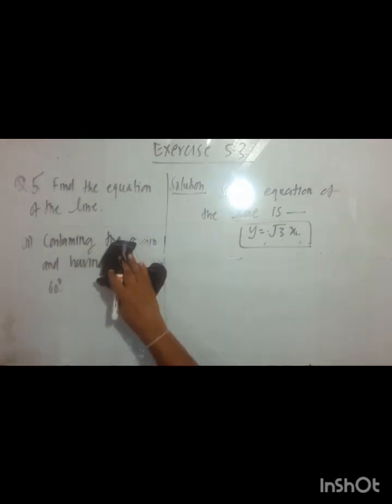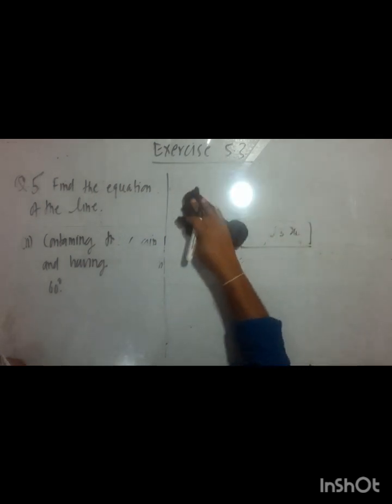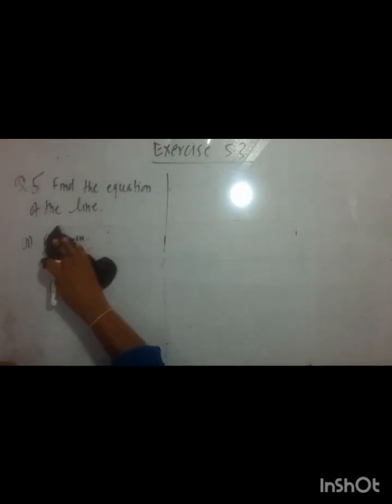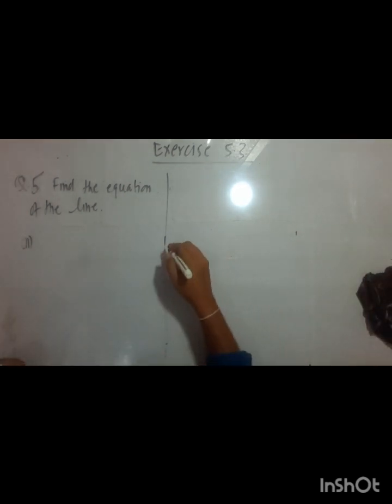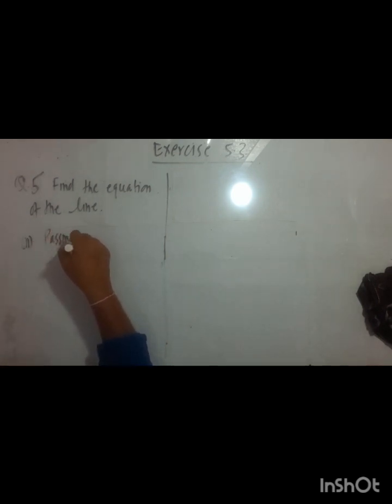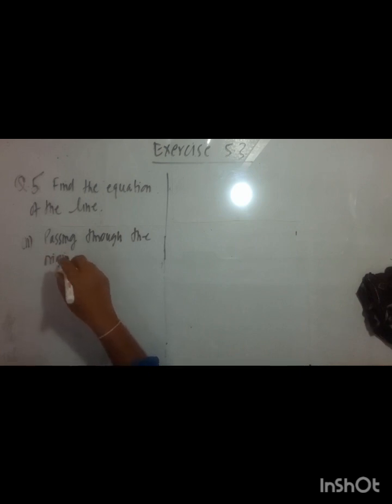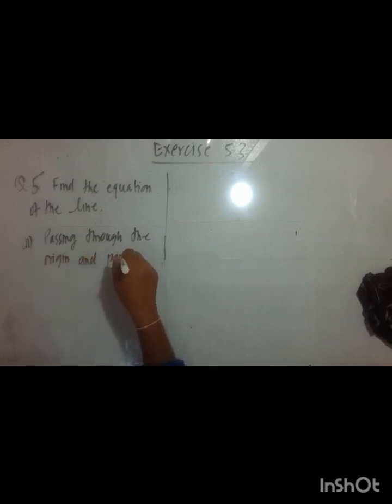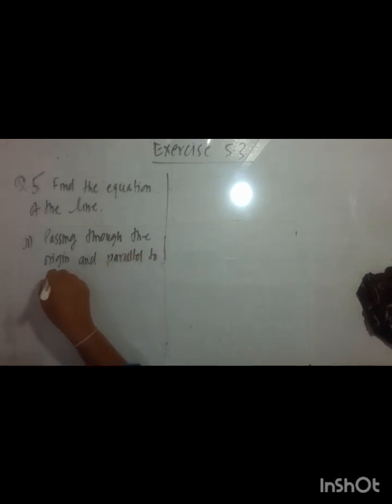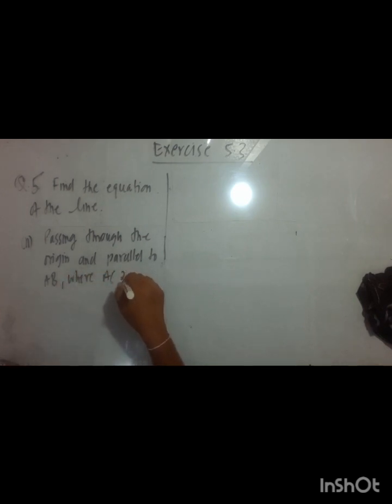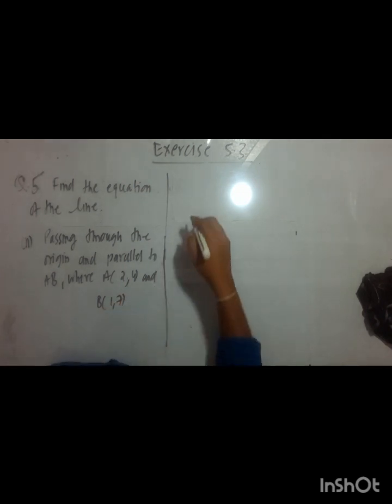Question number 2 says, passing through the origin and parallel to AB, the line AB, where A is (2,4) and B is (1,7). Okay, so how will I approach to solve this problem?